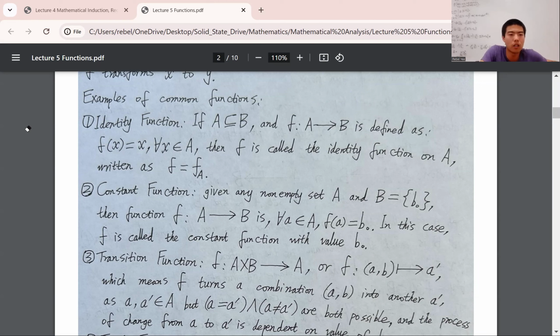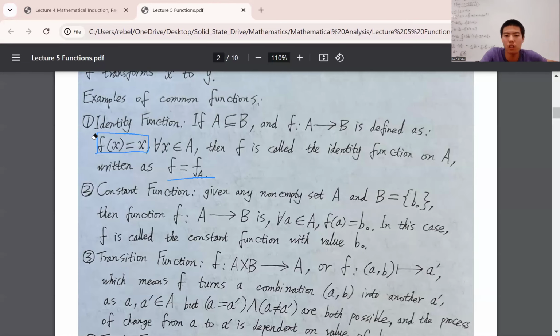So what's the identity function? It's very simple. It's just f(x) equal to x. We can define it from set A to set B, where all elements just go to the element itself. Then this is the identity function. We use f_A to denote it.